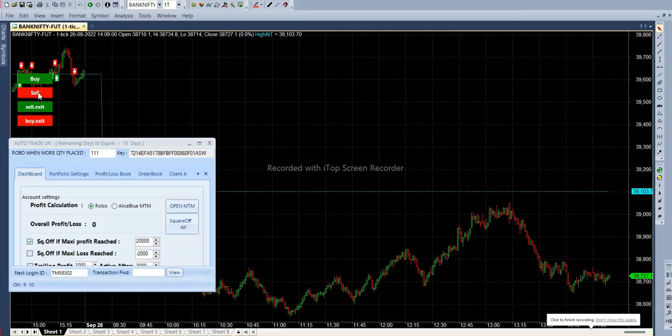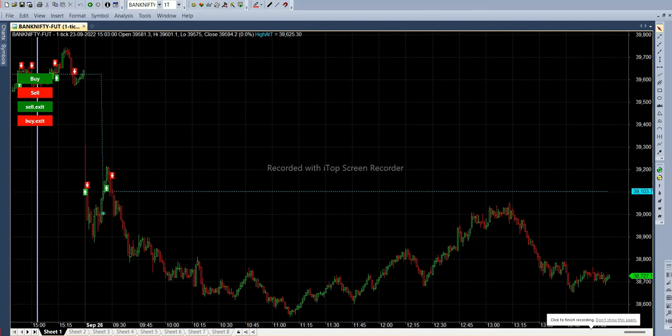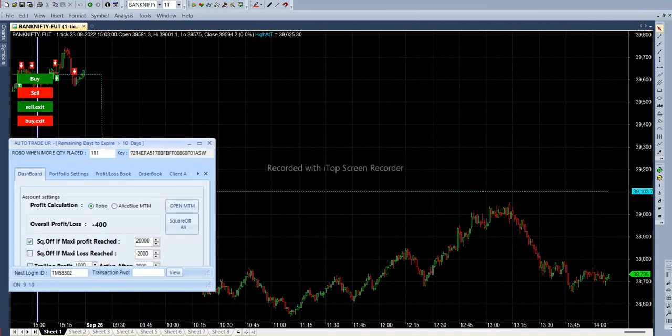So now we are going to sell it manually. So the put option will be in buy now. This robo is working based on scalping and straddle. If you get the buy entry in the future, then the call option will go for buy. If you get the sell entry in the future, then the put option will go for buy.